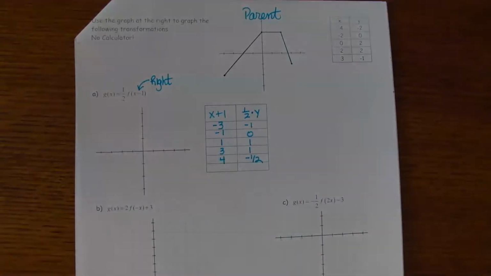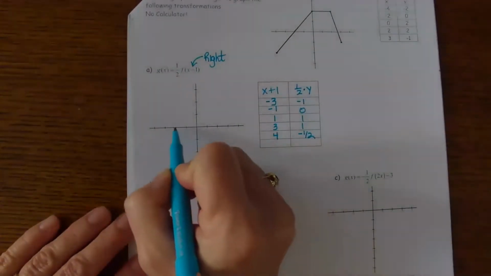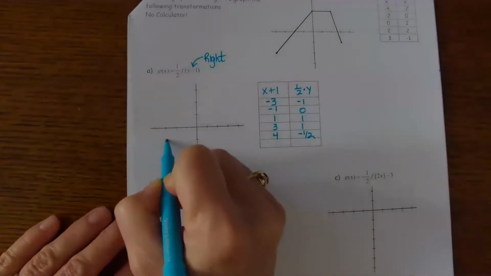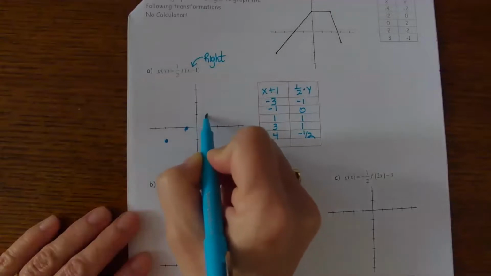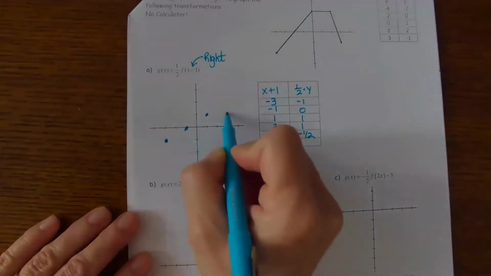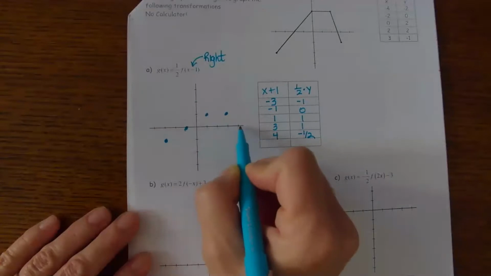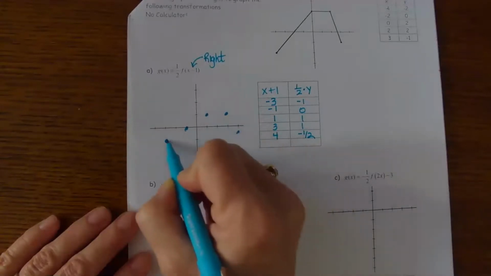Okay. So can I draw the new creature now, the baby? This is the parent function. Here's the child. There we go. 1, 2, 3, negative 1, negative 1, 0, 1, 1, 1, 2, 3, 1, 4, negative 1 half.